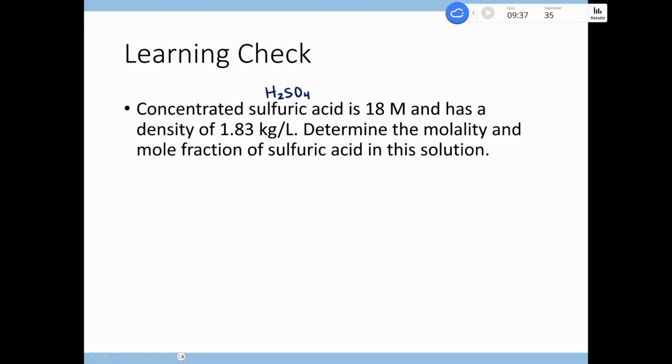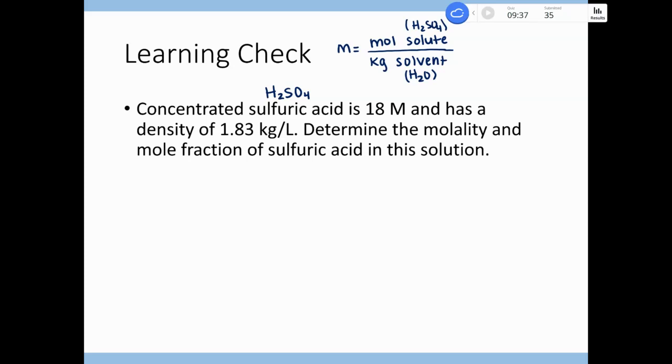And we are going to first determine the molality and then the mole fraction. So we're going to do molality first. Remember, molality is the moles of the solute, so in this case, the H2SO4, divided by kilograms of the solvent. So that's H2O, this is H2SO4.